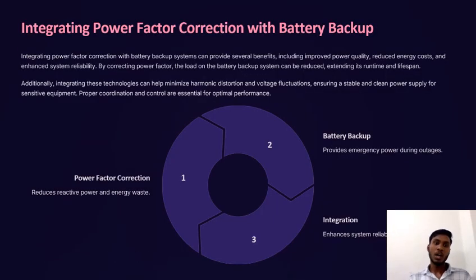So, integrating power factor correction with battery backup. Integrating power factor correction with battery backup systems can provide several benefits, including improved power quality, reduced energy cost, and enhanced system reliability. By correcting power factor, the load on the battery backup systems can be reduced, extending their runtime and lifespan. Additionally, integrating these techniques can help minimize harmonic distortion and voltage fluctuation, ensuring a stable and clean power supply for sensitive equipment. Proper coordination and controls are essential for optimum performance. So by integrating power factor correction with battery backup, we get several advantages.